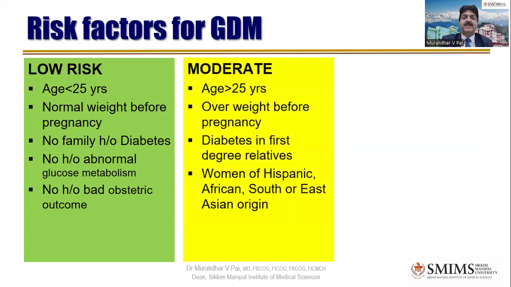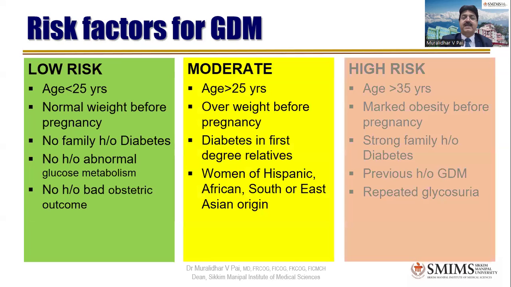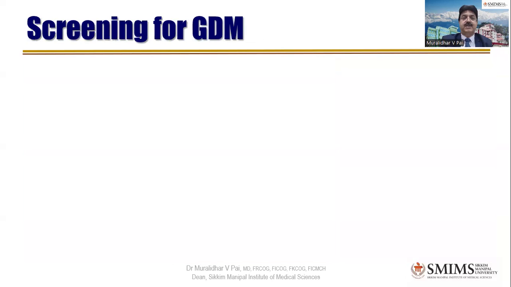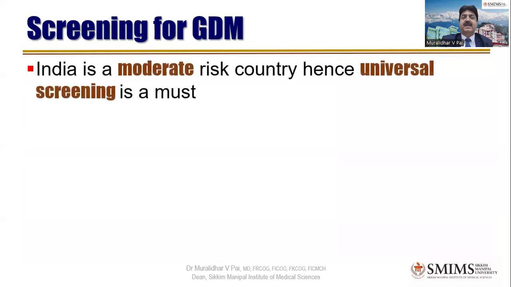Whereas medium risk is she's 25 to 35, slightly overweight, diabetes in first degree relatives, and women of Asian or Hispanic origin. High risk is obviously after 35, marked obesity in herself, strong family history of diabetes, previous history of GDM in herself, and repeated glycosuria. So the screening is important because India is a moderate risk country.